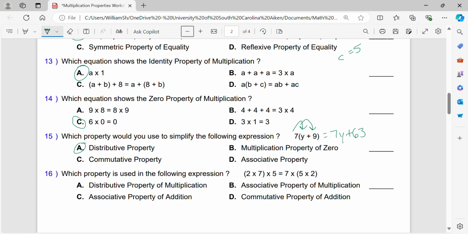So this last one here. Which property is used in the following expression? Okay, so here I have 2 times 7 times 5 equals 7 times 5 times 2. The first one, the 2 and the 7 are in parentheses, and the last one, the 5 and the 2 are in parentheses. The association is what changes, but there's still an equality there because it doesn't matter in which order I multiply, which leads you to know that it's the associative property.